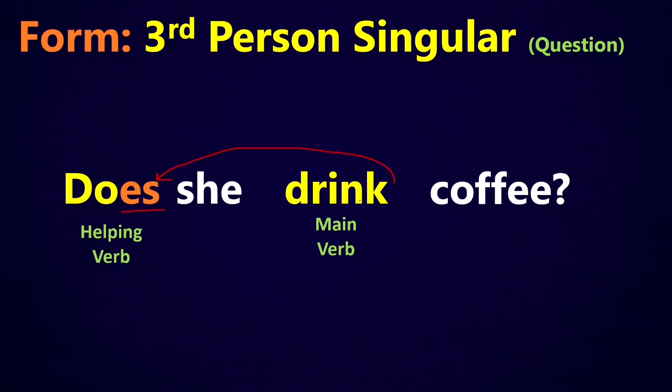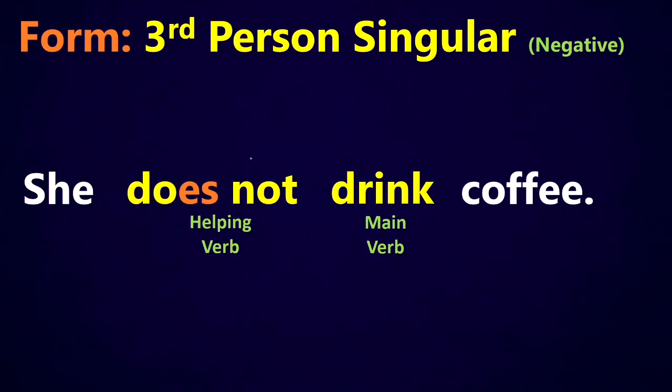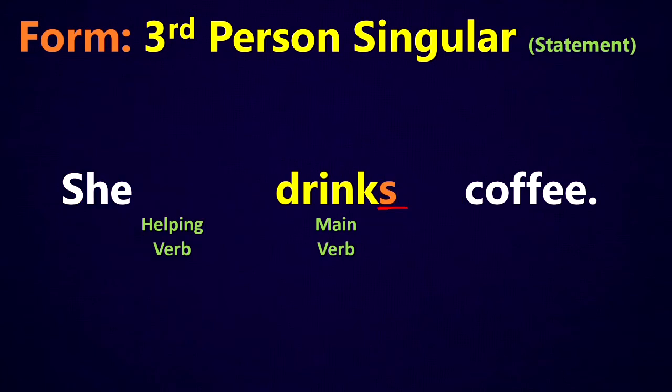So does she drink coffee? And again, if we're making it negative, we see the same thing. The S ending is on the helping verb, not on the main verb. So she does not drink coffee. We don't say she does not drinks coffee. So we're only going to have one S, and it's going to go on the helping verb if there is a helping verb. If there's no helping verb, then the S goes on the main verb.